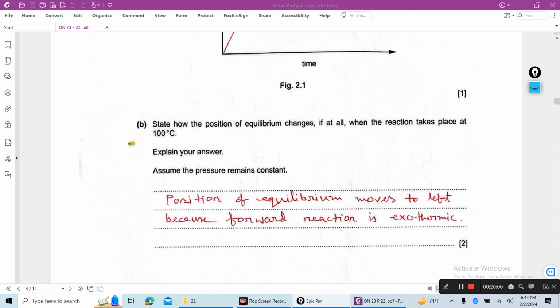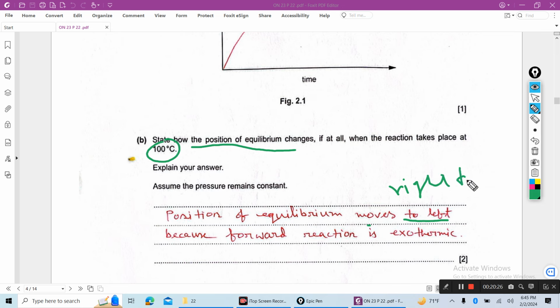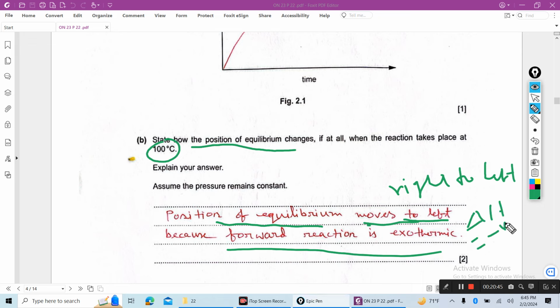So now see the answer. Temperature is 100 degrees centigrade, so temperature is increased. How does the position of equilibrium change? Position of equilibrium moves to the left, I mean right to left. I write here: position of equilibrium moves to the left because the forward reaction is exothermic. Why exothermic? Because the delta H value is given as negative.